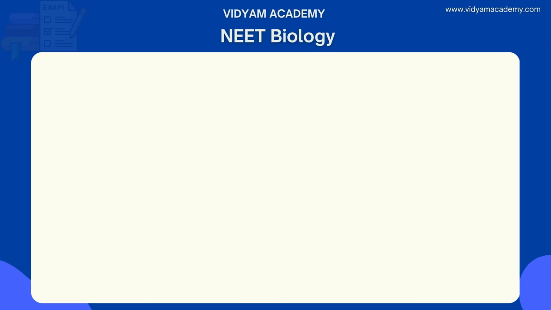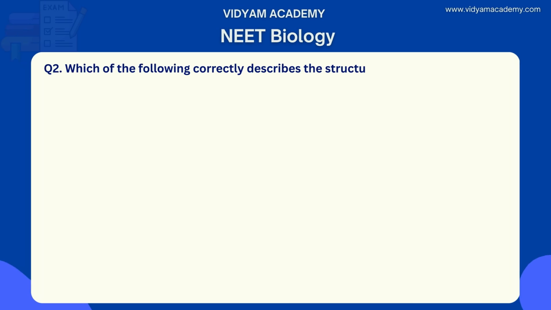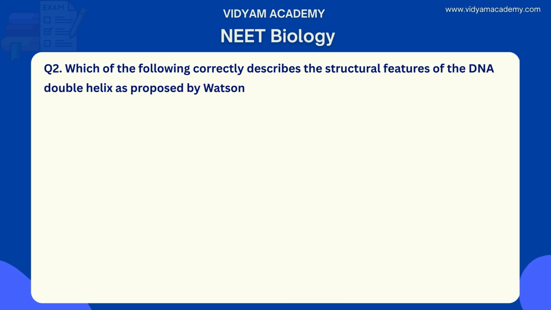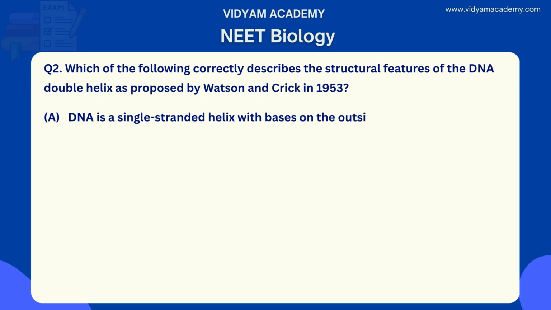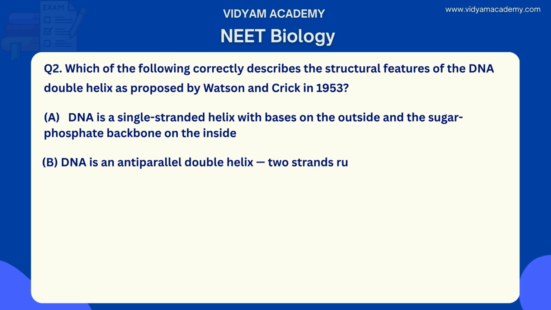The next question, number 2. Which of the following correctly describes the structural features of the DNA double helix as proposed by Watson and Crick in 1953? Option A. DNA is a single stranded helix with the bases on the outside and the sugar phosphate backbone on the inside. Option B.